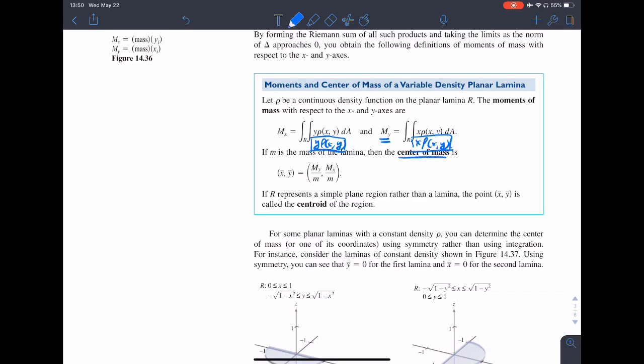And if you want to find the center of mass, finally we divide My by the mass and Mx by the mass. And the mass can be calculated, as we already learned, by a double integral of rho dA. And also notice that the x coordinate of the center of mass equals My divided by m. It's not Mx, so this part is also reversed.